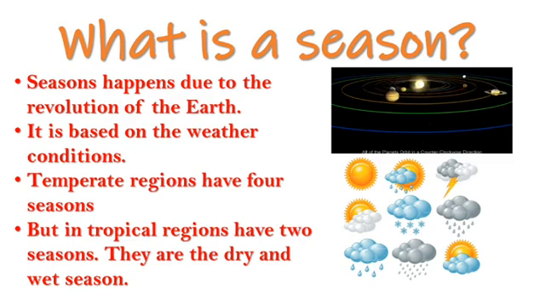As you can see from the picture, all the planets, including the earth, are revolving around the sun. Because of this revolution, we get seasons. It is based on the weather conditions. Temperate regions have 4 seasons. Now Maldives is a tropical region, so we get 2 seasons. But the other countries like America, Europe are temperate regions, so they have 4 seasons.